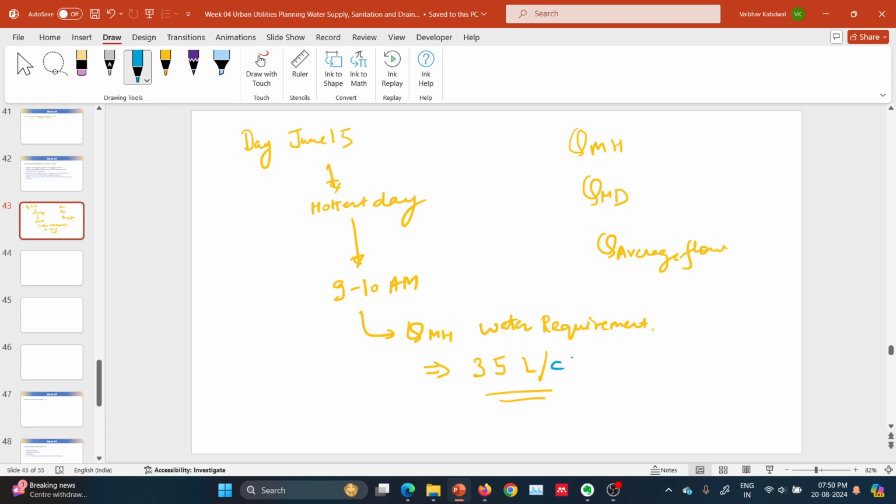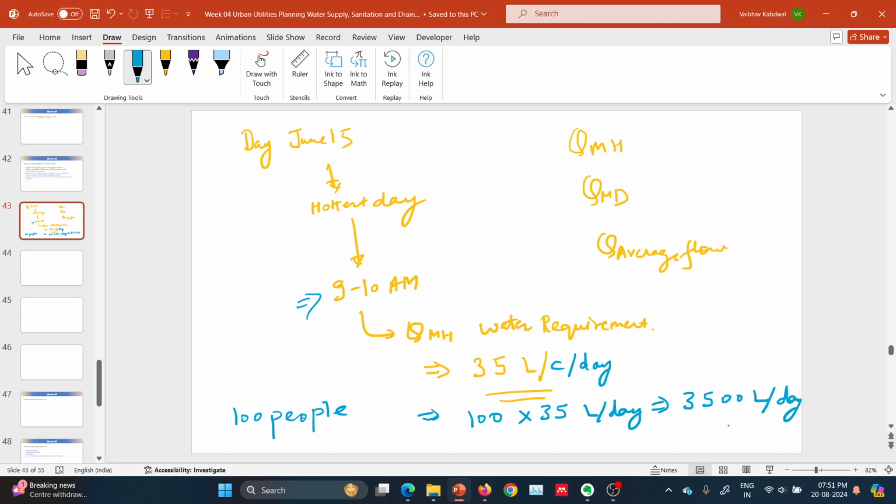Liter per capita per day. Suppose we have a community of 100 people, and these 100 people will require 100 into 35 liters per day. So for this community of 100 people it will require 3500 liter per day. This is a real case scenario. Let's take an example. There is a community of 100 people.